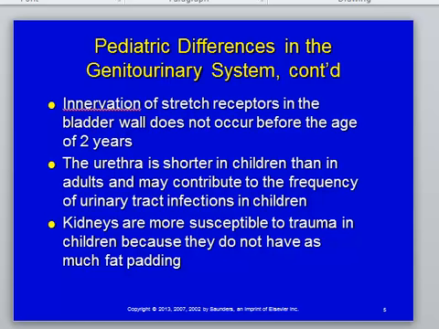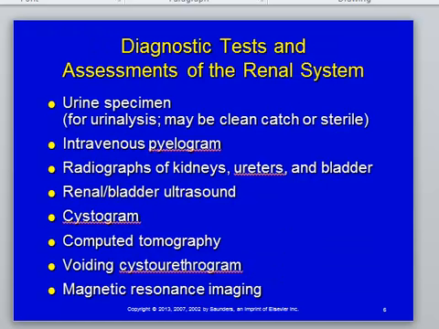The urethra is shorter in children than in adults and may contribute to the frequency of UTIs that you especially see in children. Kidneys are more susceptible to trauma in children because they do not have as much padding as you and I do, as we all know.